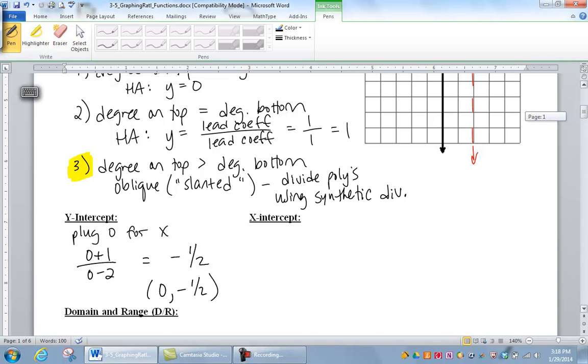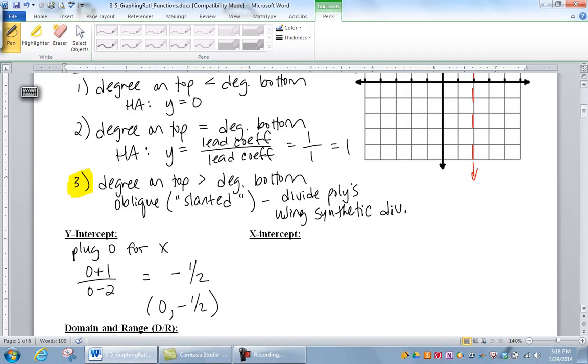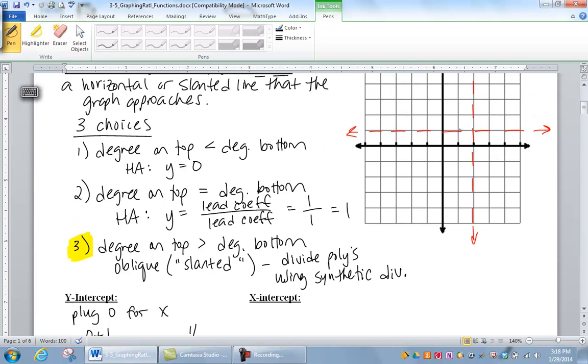And I'm going to put that point on my graph now. You notice that I'm updating my graph with each step that we go through. So 0, negative 1/2. It's about right here.